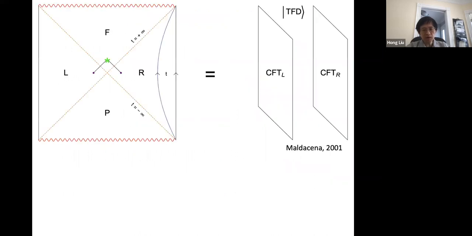A very closely related question is how to understand the emergence of the region behind the horizon in a black hole geometry. This is one of the simplest black hole geometries, the eternal black hole in AdS, which is dual to two copies of the CFT in the thermal field double state. Here there's a timelike Killing vector outside the horizon, and this time can be naturally identified with the boundary time. So there's a very natural way to describe the physics in the R and L regions, which are outside the horizon.